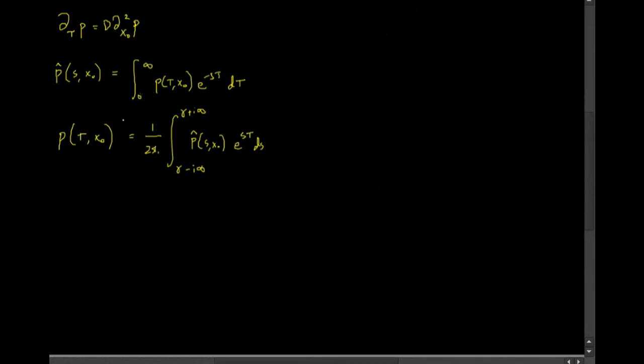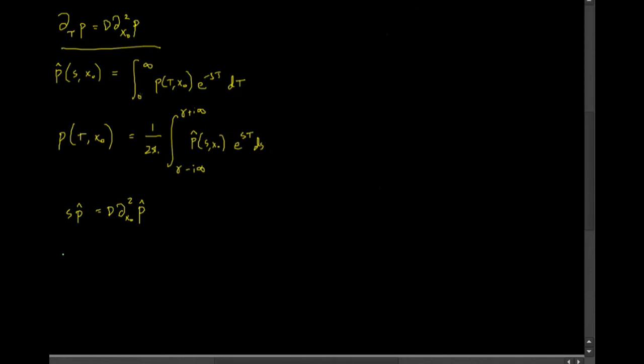But what this means is that this partial differential equation can be rewritten as an ordinary differential equation in terms of p hat. So what we get is that s p hat equals D times the second derivative with respect to x naught of p hat. Okay, and you'll see there's only an x naught derivative here, so this is an ordinary differential equation, and we know how to solve this.